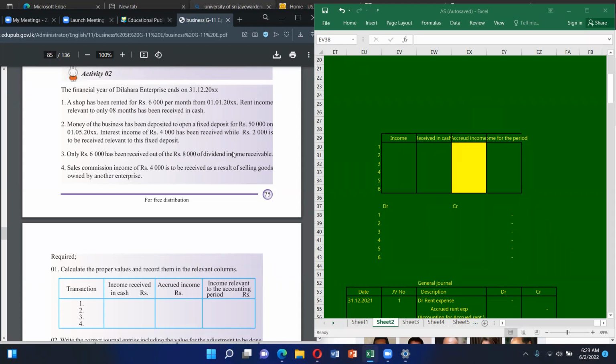A shop has been rented for 6,000 rupees per month from 1st of January 2020. Rent income relevant to only 8 months has been received in cash. Okay, so just write rent. How much did you receive in cash? 6,000 into 8, that is 48,000. And how many more months to go? 4 months to go. So 4 into 6, 24,000. So the total income is the addition of 48 plus 24, or 6,000 multiplied by 12.